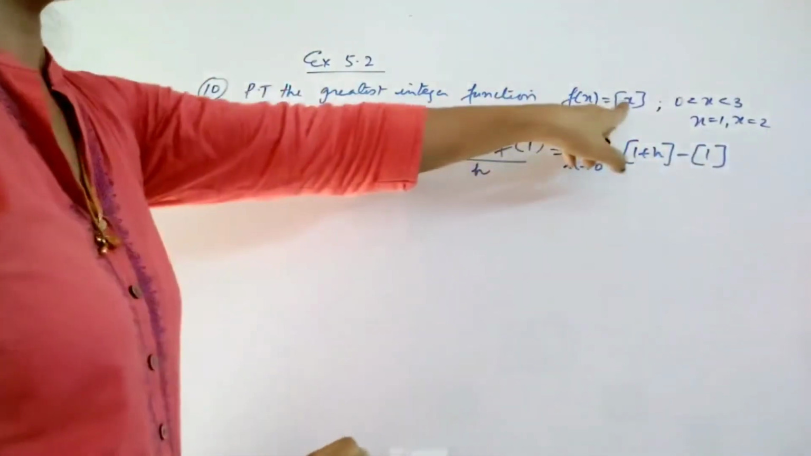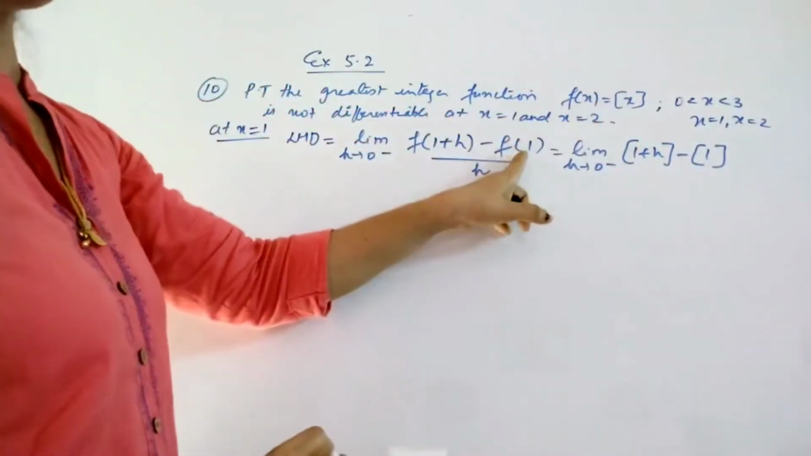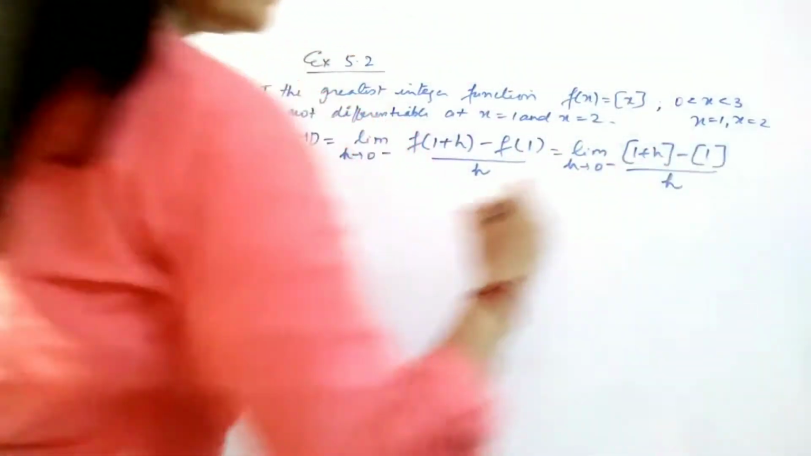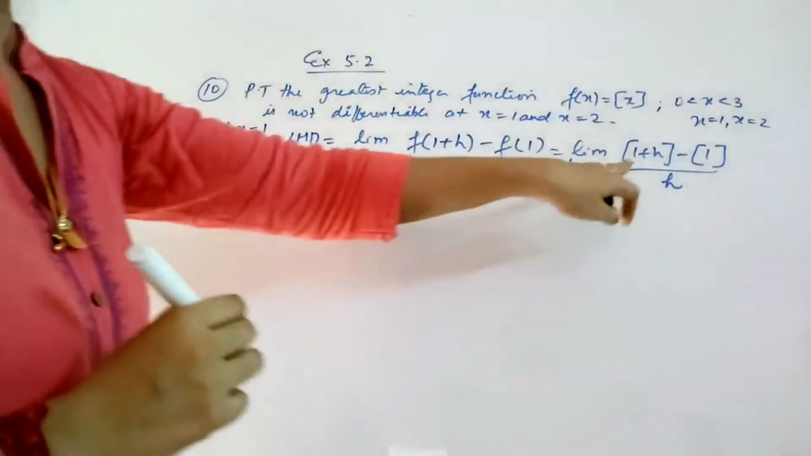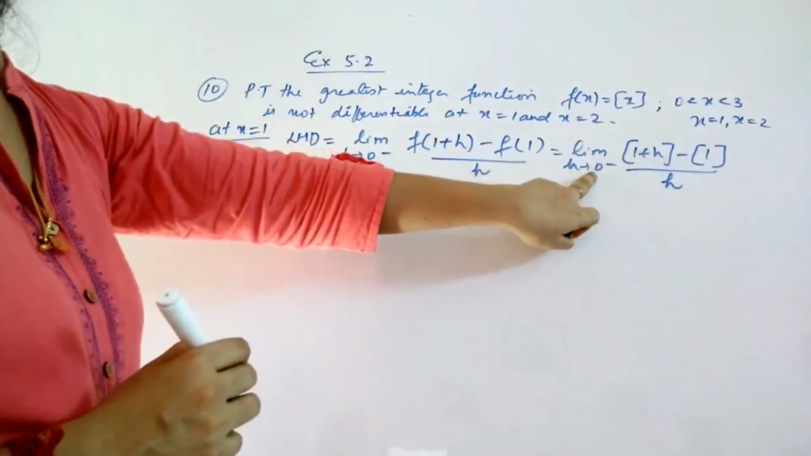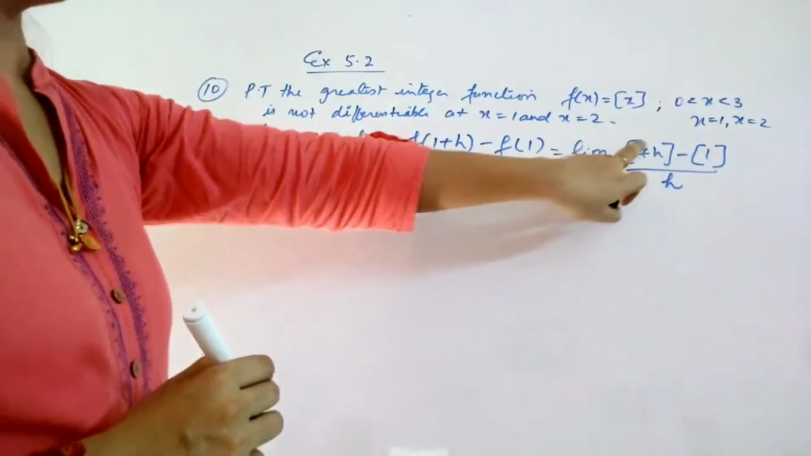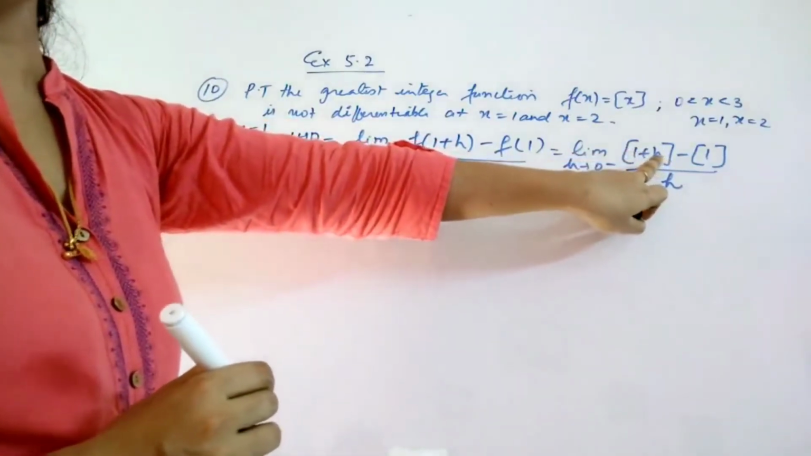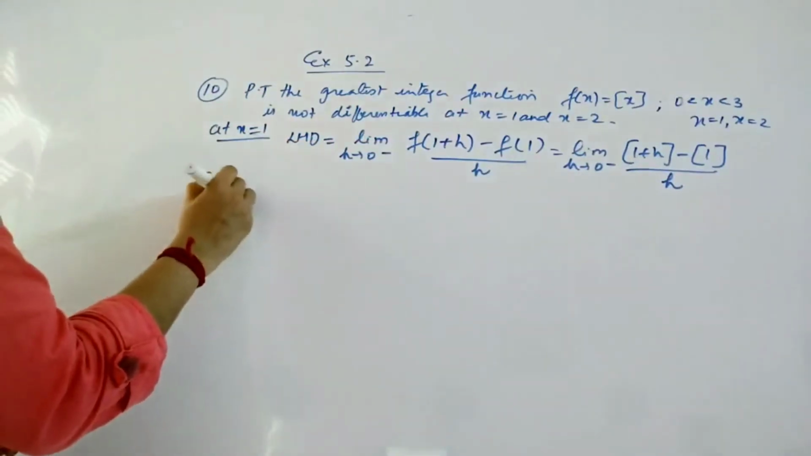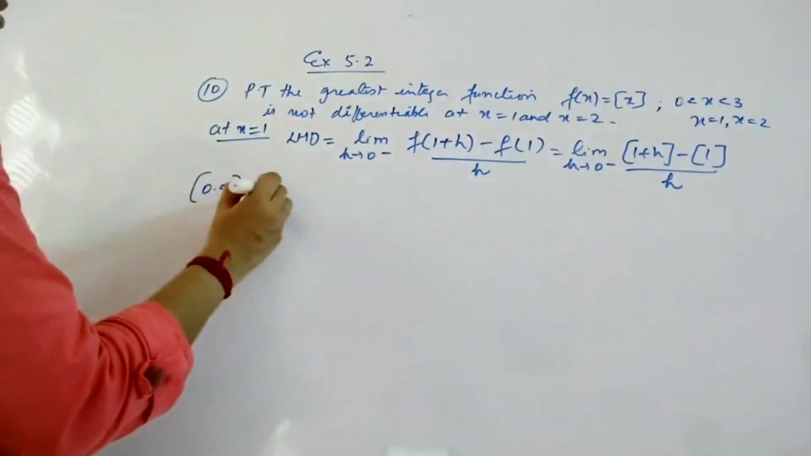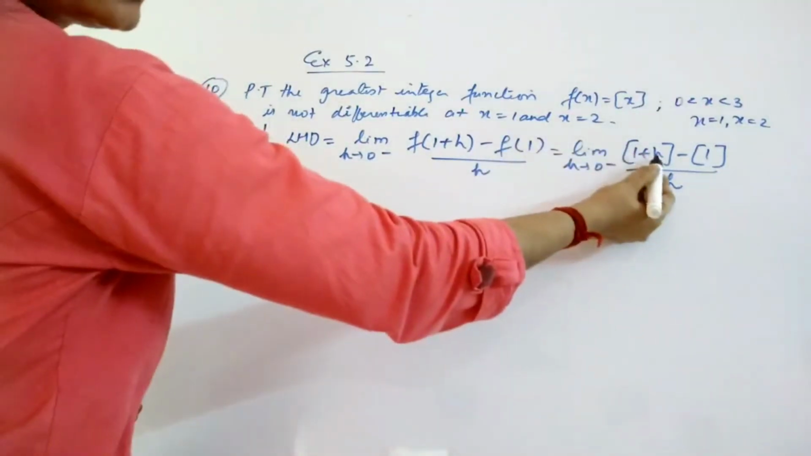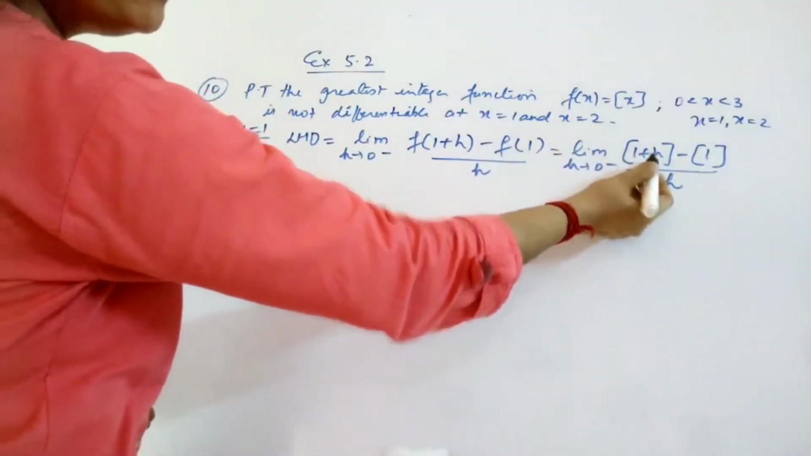Instead of f of x, you have greatest integer of x. Instead of f of 1, you have greatest integer of 1, divided by h. Now, what do you mean by greatest integer of 1 plus h? Since it is from the left side, you will have 1 minus something. 1 minus something means it is 0 point something. For 0 point something, suppose it is 0.9, the greatest integer is 0. So here the value of greatest integer of 1 plus h will become what?